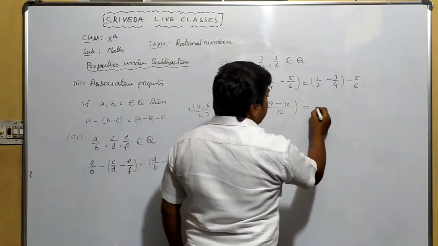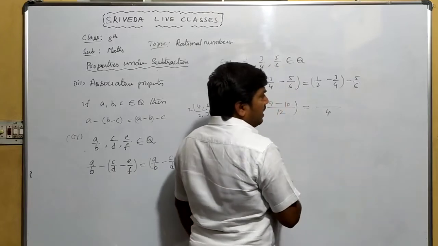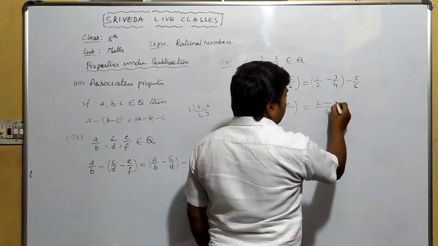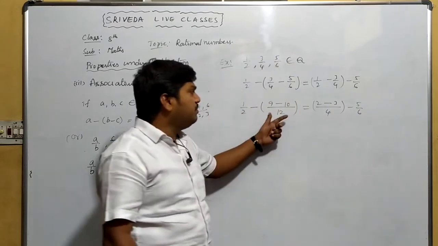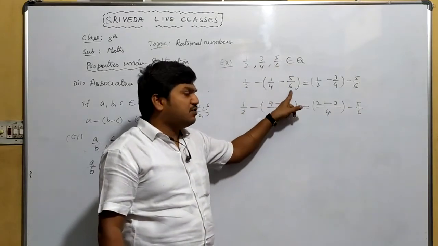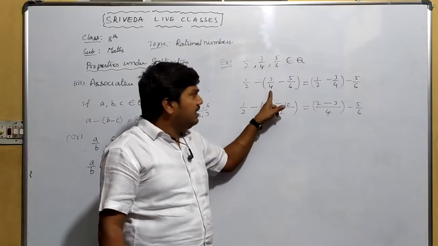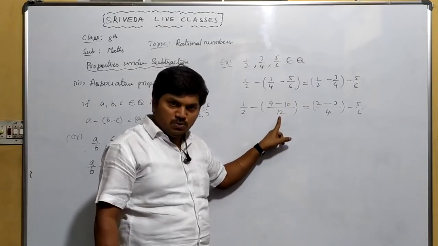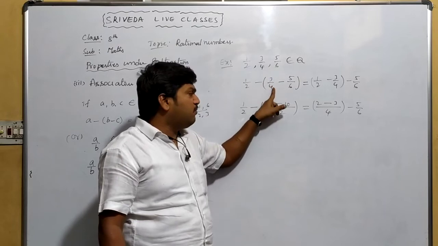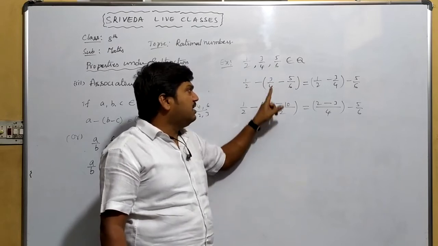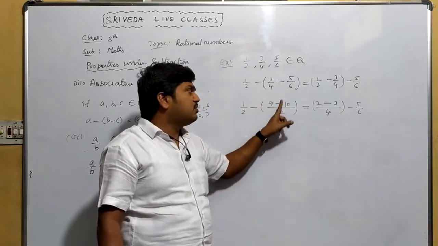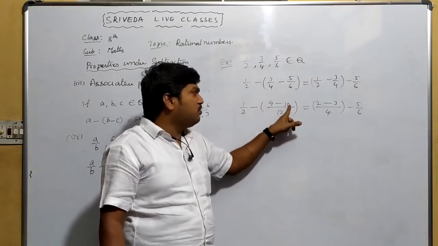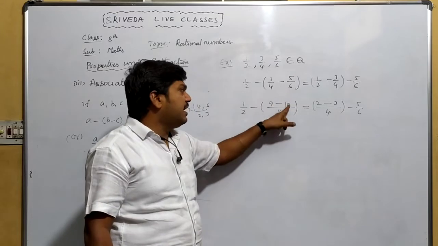So here 4 is the LCM. Here 2 minus 3, we get minus 5 by 6. Okay, simplification, subtraction of these two fractions. How will we know that? 4 and 6, the LCM is 12. For the first fraction, 3 by 4 into 12, 4 3s are 12, 3 3s are 9, minus 5 by 6 into 12, 6 2s are 12, so 5 into 2 is 10. So here is 9 minus 10.